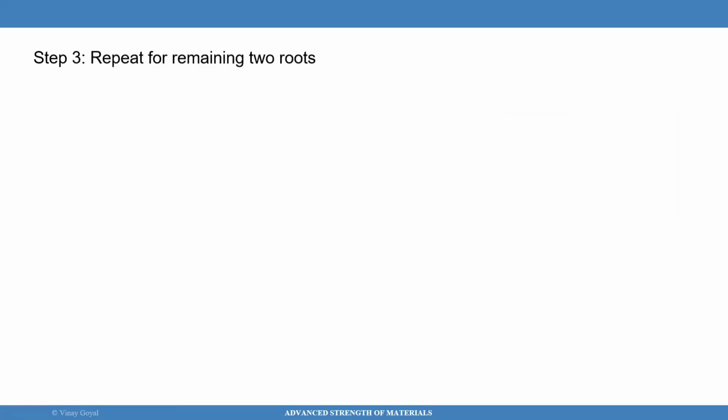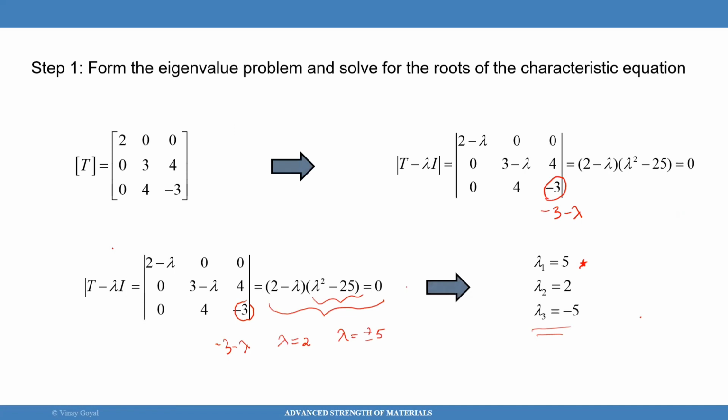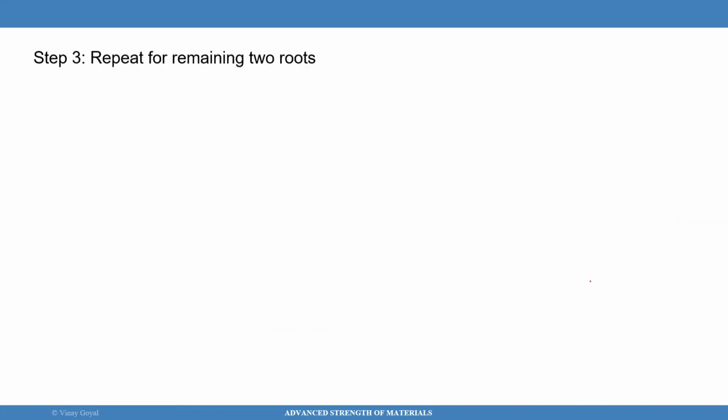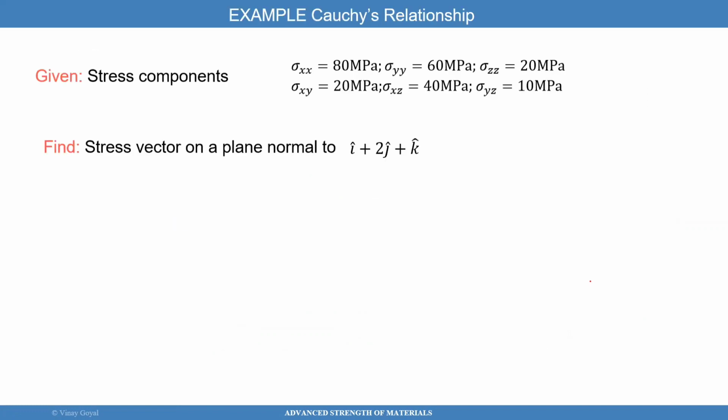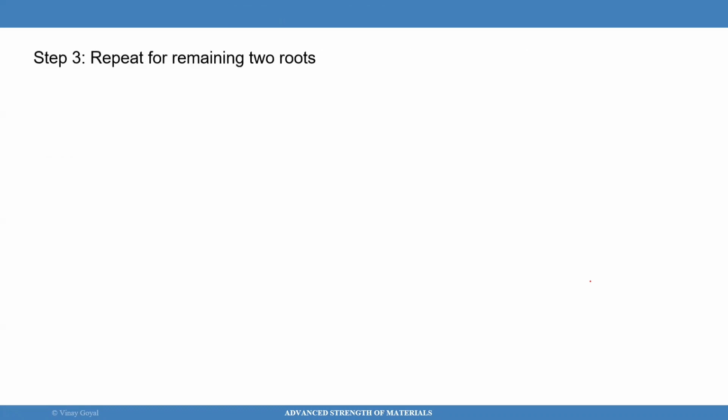So you repeat it with the remaining 2 roots. I did it for lambda 1 equals 5. You can repeat it with lambda 2 equals 2 next, and then lambda 3 equals minus 5. And that's going to help you with completing the work. So hopefully this full example going step by step is helpful to you.